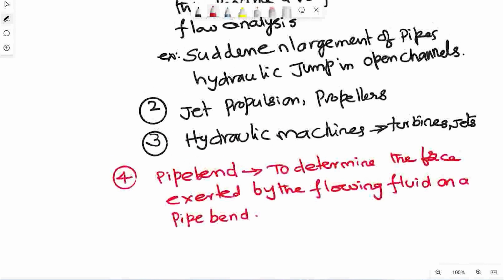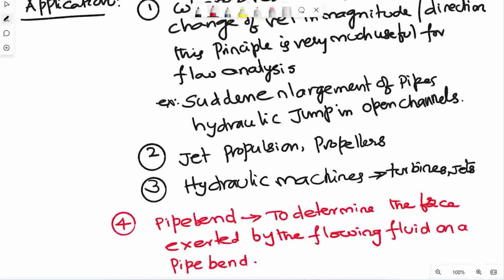The other three, actually, if you go for a study of open channels, the first application will come. Then in the case of pipes, the minor losses, if you study, then naturally sudden enlargement of pipe will come. If you go for propulsion studies, we will get the second. And if you go for hydraulic machines study, then we get the third application. But what we have in our syllabus is only this now.